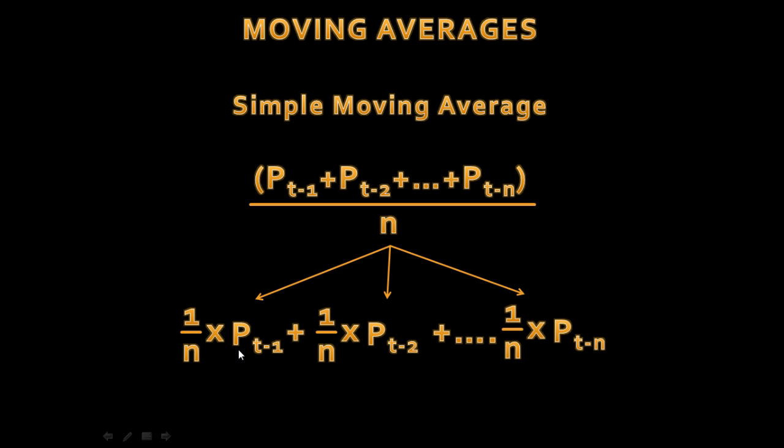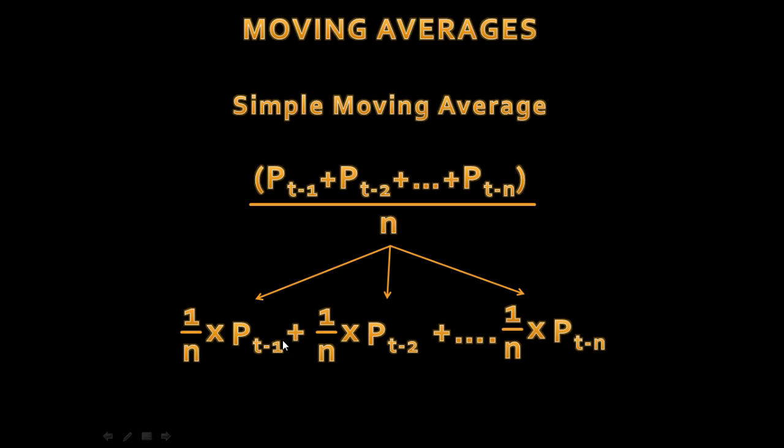What this means is that the weight associated with the price on a particular day is 1 by 5. So 1 divided by n is the weight associated with the price on any particular day. In this sense, simple moving averages weigh each price equally in the calculation of the average price. This is in contrast to exponential moving average and weighted moving averages, which we'll be covering later.